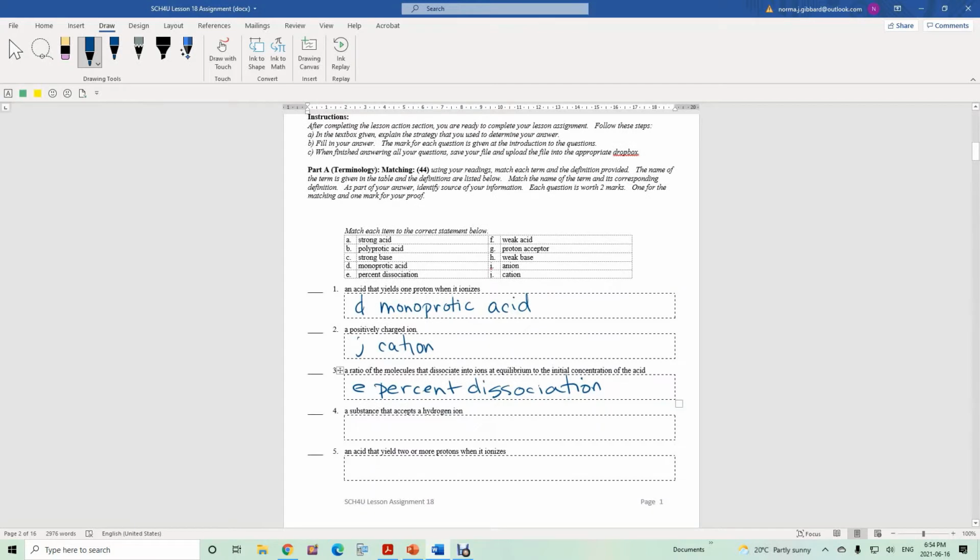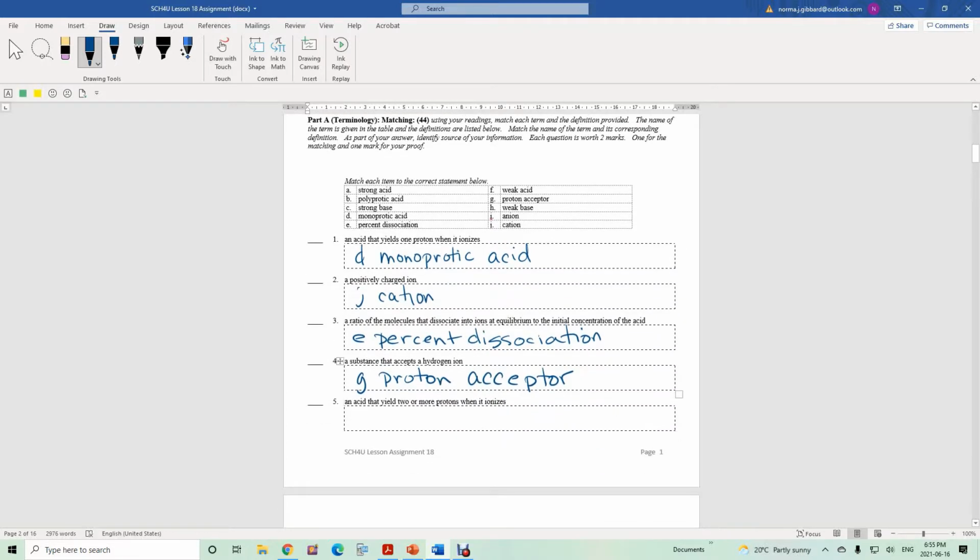Number 4, a substance that accepts a hydrogen ion, and that is G, a proton acceptor. Number 5, an acid that yields 2 or more protons when it ionizes. And the answer for that is B, polyprotic acid.